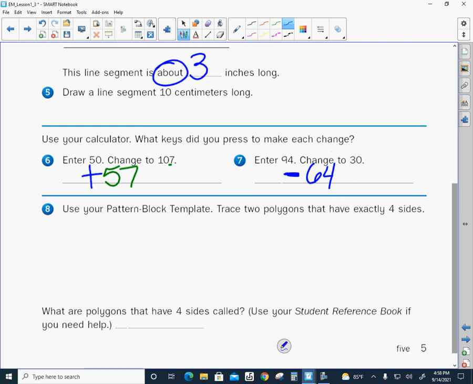Now, I'm not going to lie. These problems trick boys and girls quite a bit at the beginning of 3rd grade. We'll work on these problems a little bit more as we go along.